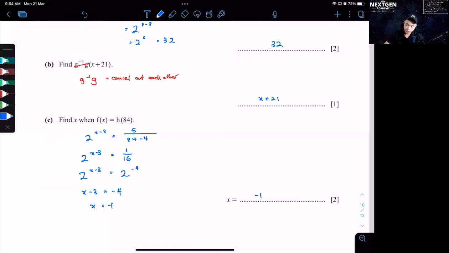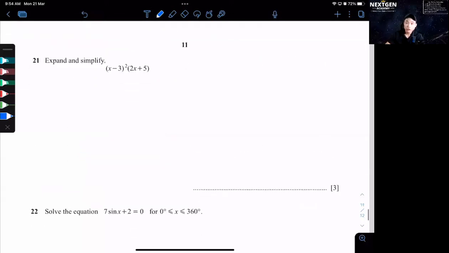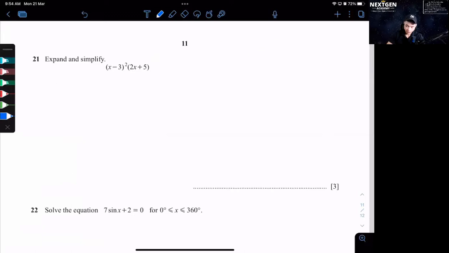Okay, final 3 questions. Let's go. Okay, final 3 questions. Expand and simplify. Okay, 3-mark question. (x minus 3) squared, (2x plus 5). So we will get (x squared minus 6x plus 9)(2x plus 5).